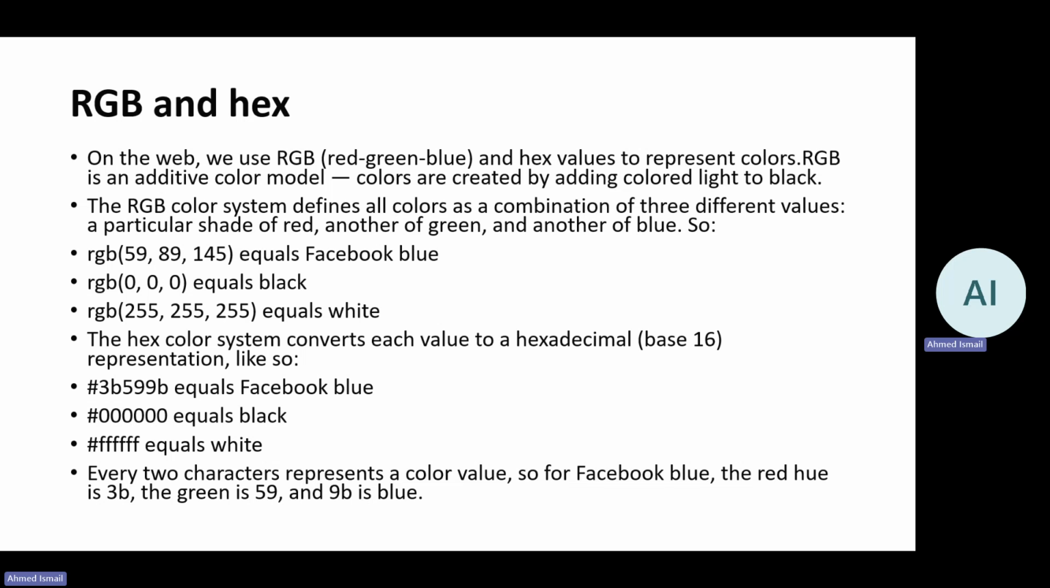These are the 59 for red, the 89 for green, and the 145 for blue. Now, what happened? It's just described above. The colors are created by adding colored light to black. Now, how much black is in this? You can see that 59 has some black in it with the color red, 89 has some black with green, and 145 has blue with black.